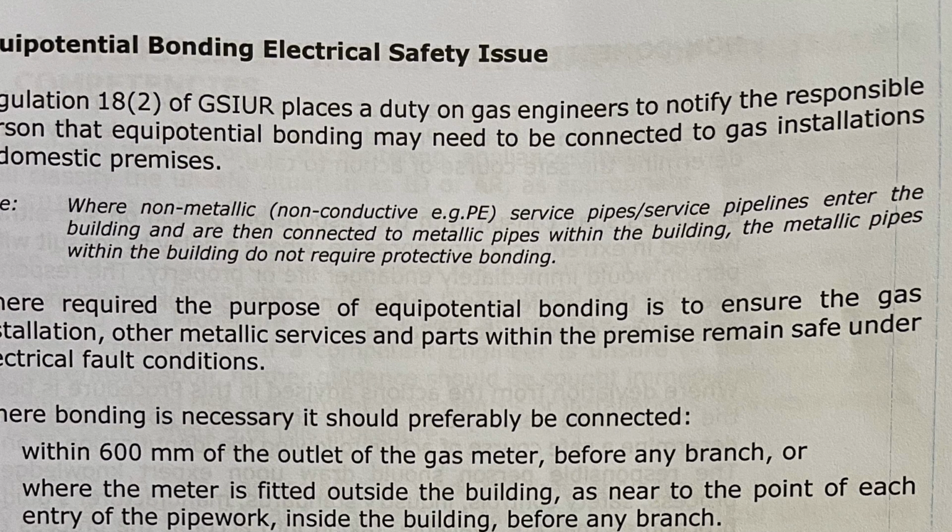So basically what it's saying is, if you rock up to somebody's house and there's no earth bonding, because we are not electricians, we need to let the responsible person, or the homeowner or the landlord or whatever, know that we need earth bonding. And I'll show you what we need to do in a minute with that. But there is a note here. It says, where non-metallic, non-conductive, e.g. PE, service pipes or service pipelines enter the building and then connect to metallic pipes within the building, the metallic pipes within the building do not require protective bonding.